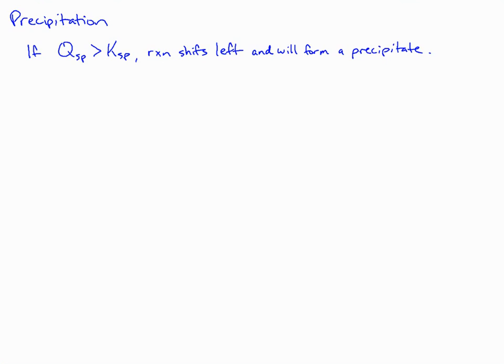The second thing, if QSP is greater than KSP, the reaction shifts to the left and it will form precipitate. So we have, here's the solid, here's the dissolved or the aqueous. And so when Q is greater than K, the reaction shifts left and it will form precipitate. So we're shifting left, that's favoring the reactants or the solid version.